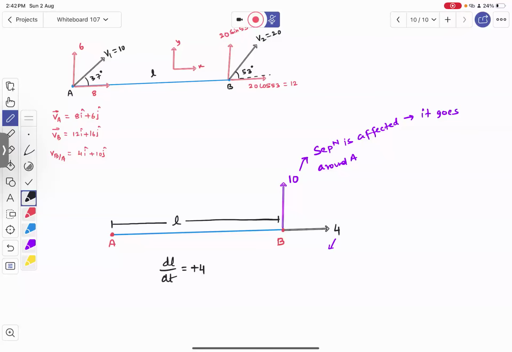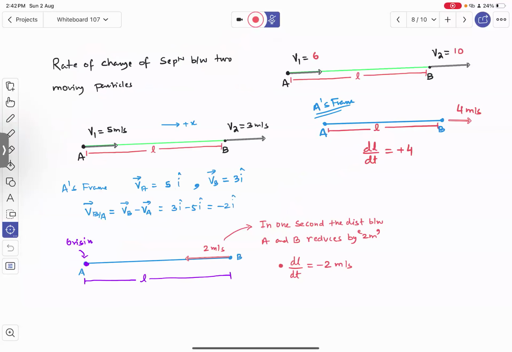I hope all of you got this. So maybe you don't worry about this component at all, as if it is not there. Then you can totally solve this question. It is going to be something which belongs to either this category, when separation decreases, or this category, when separation increases.